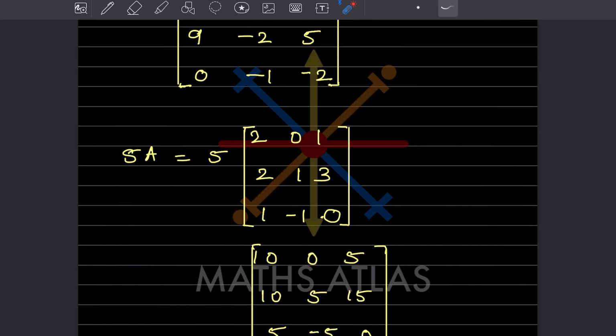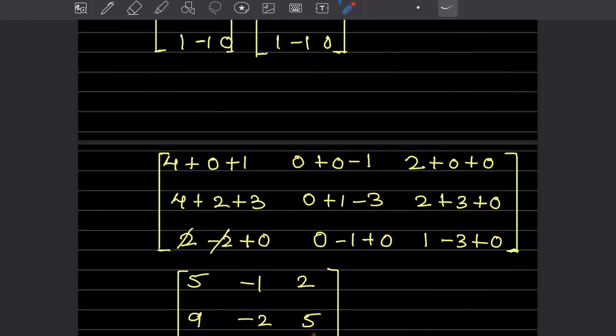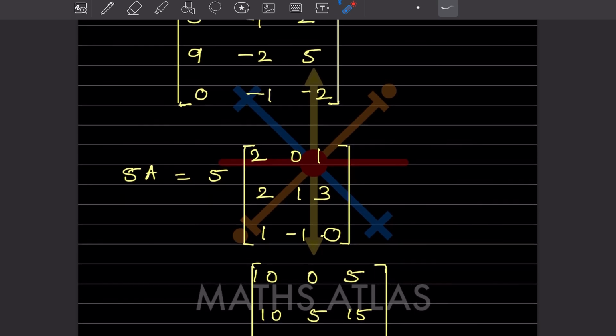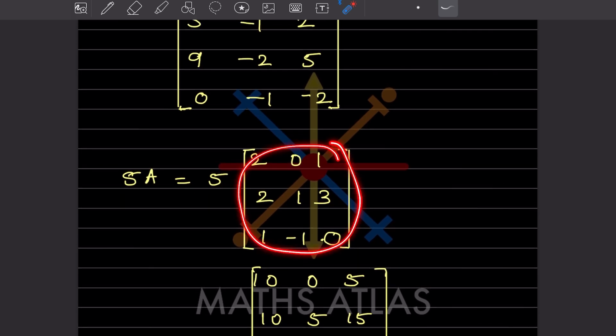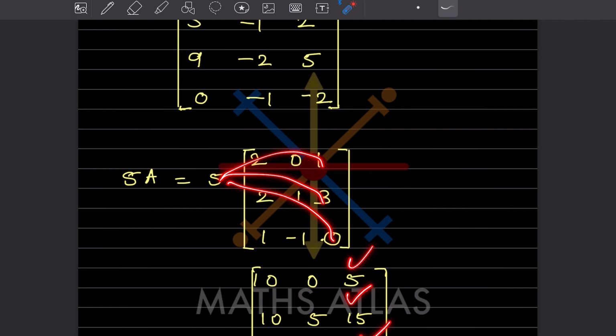Now let us see for 5a, because we have a square minus 5a plus 4i. So now 5a means you are going to take 5, and this is the A matrix given. So here 5 2s are 10, 5 2s are 10, 5 1s are 5, 5 zeros are 0, 5 1s are 5, 5 minus 5, 5, 15, and this is 0.